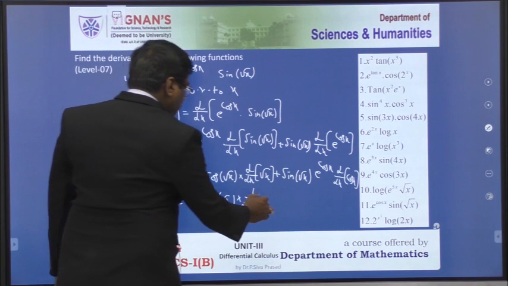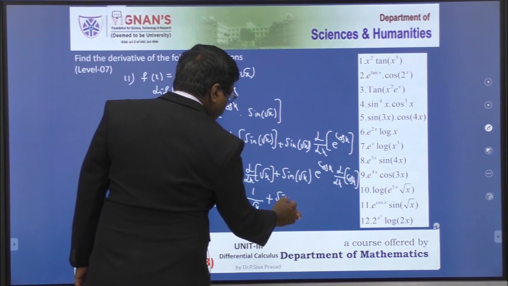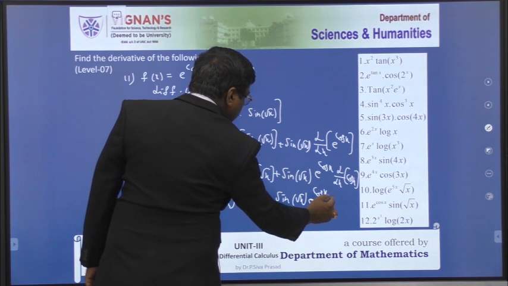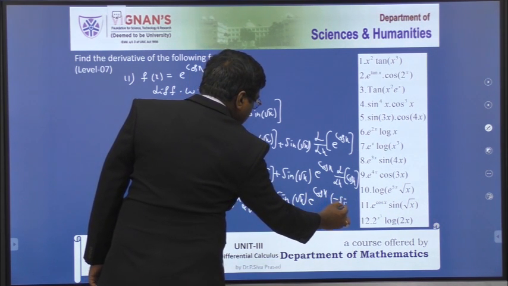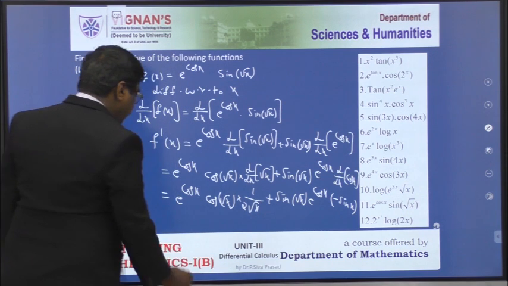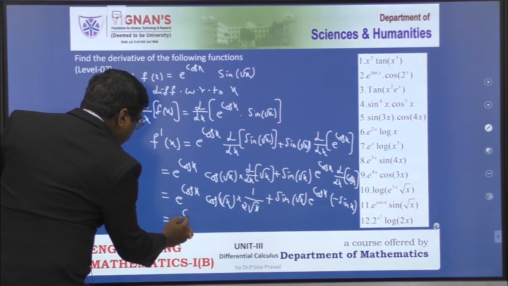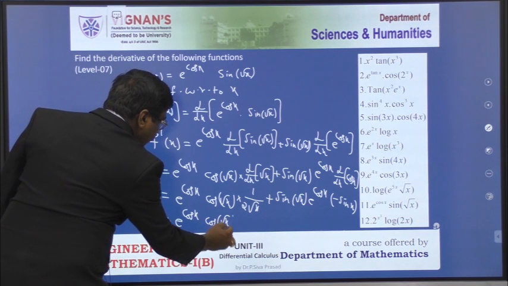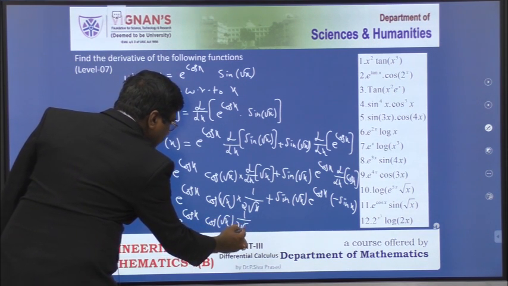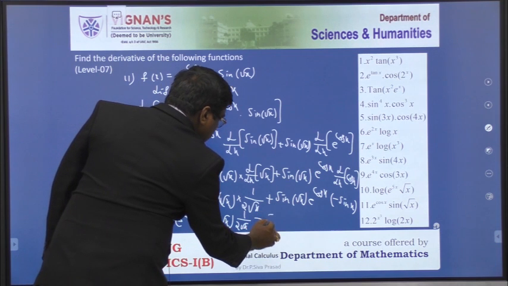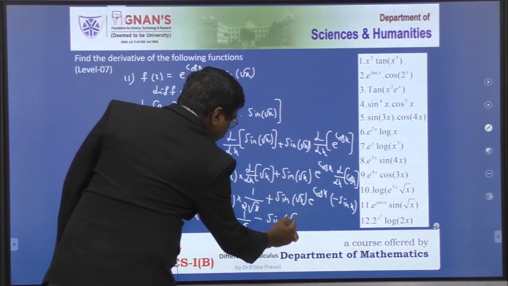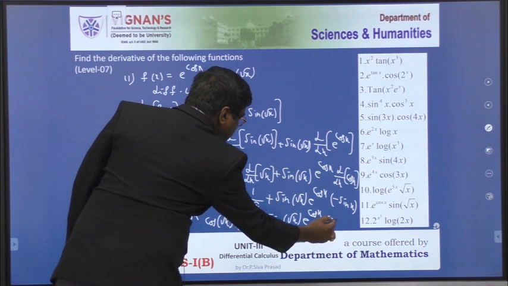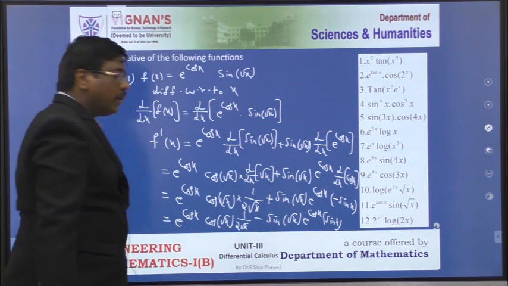Plus, similarly, sine of root x into e^(cos x) into d by dx of cos x, which is minus sin x. Therefore, that is equal to e^(cos x) into cos of root x into 1 by 2 root x, minus sine of root x into e^(cos x) into sin x. Did you catch the point?